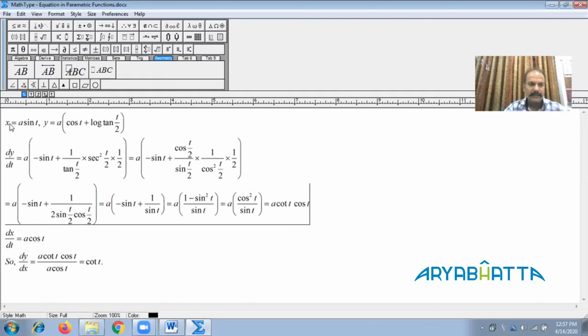Now for dx upon dt, it is a cos t. So to find the value of dy upon dx, after dividing dy by dt by dx by dt, this a cos t will cancel down, and it is only tan t.